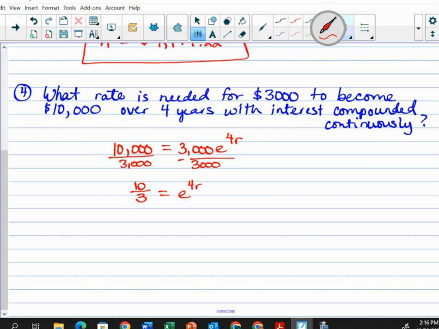Two ways you can do this. You could just rewrite it as a log, or you could take the natural log of both sides. And you definitely want to take natural log this time if you're doing it that way. Why? Because it does make the e go away. So I'm going to just show you that way. I'll take the natural log of both sides. So I have natural log of 10/3 equals, bring the exponent in front, so 4r natural log of e. Guys, what does natural log of e equal? 1.